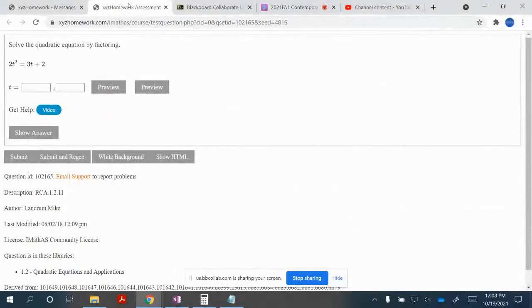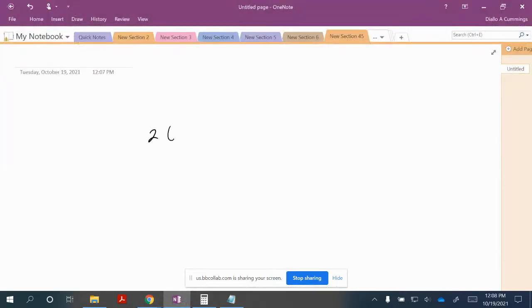In this problem, we're asked to solve the quadratic equation by factoring: 2t squared is equal to 3t plus 2. So first we're going to realize that it's a quadratic equation because our highest variable is squared. So we're going to put it in standard form. In order to put it in standard form, we're simply going to force it to equal 0.